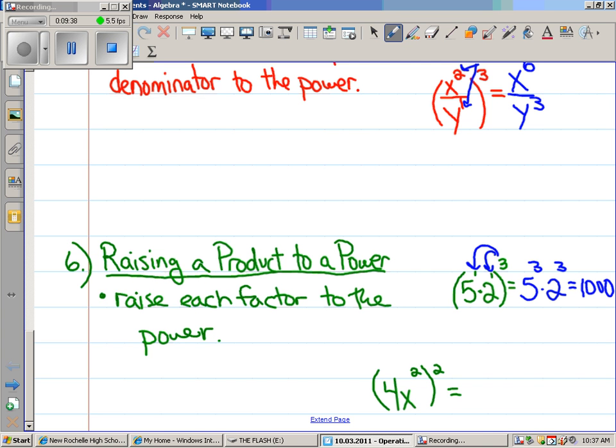You could plug that into your calculator. It's 1,000. Another way that you could think of it is that 5 times 2 is 10, and 10 to the 3rd is 1,000. So there are 2 ways to think of the problem. Sometimes one is more useful than another. Like in this first instance, we only had numbers, but in the second instance, we have letters called variables.